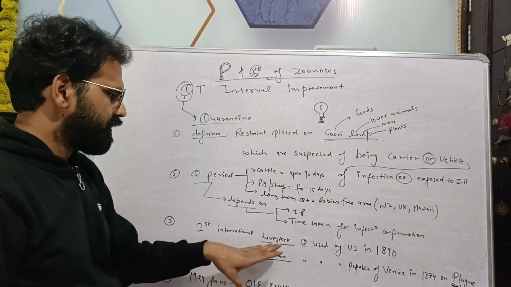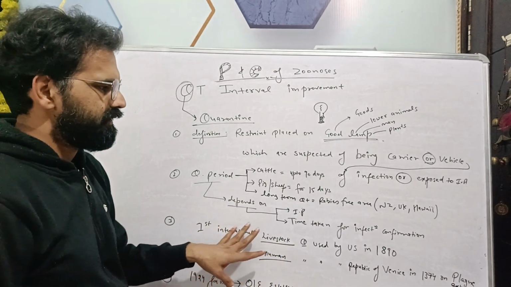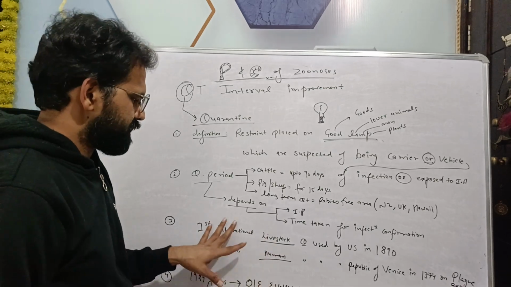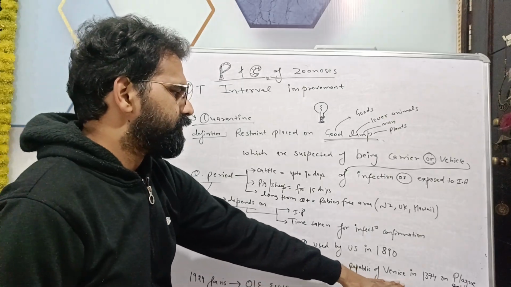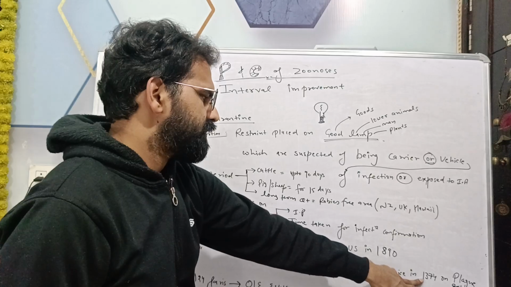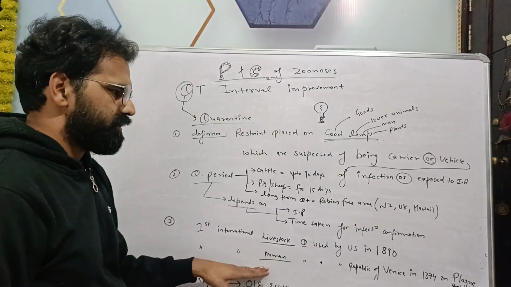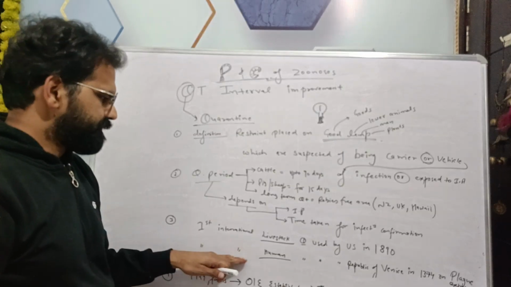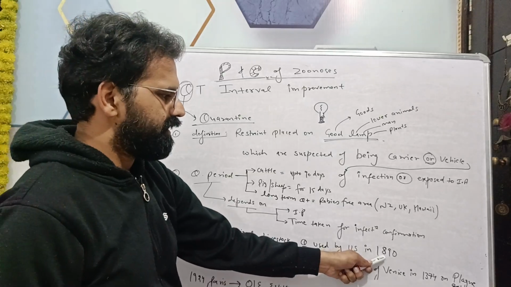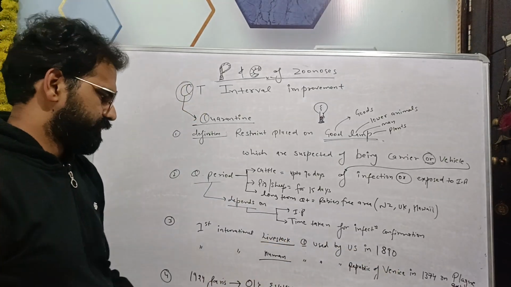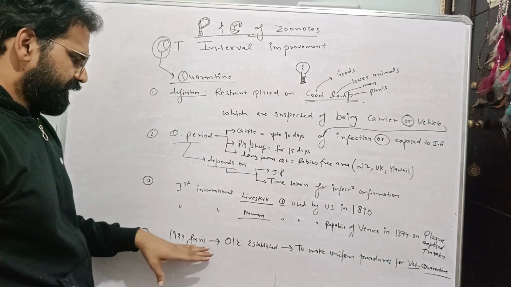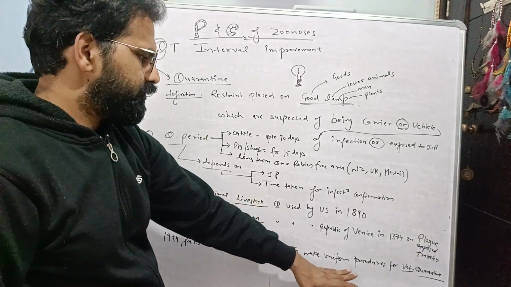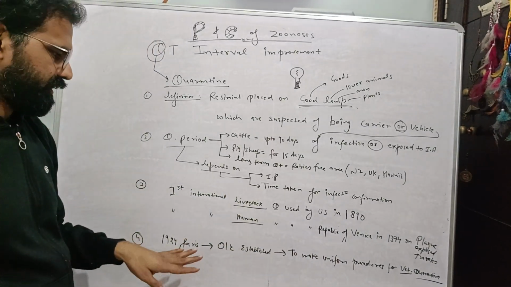The first international livestock quarantine was used by the USA in 1890, and for human beings it was used by the Republic of Venice, Italy in 1374, imposed on plague exposed travelers. So these two are from livestock and human, first in 1890 and the other in 1374. Because of quarantine, in 1924 the OIE organization was established to make uniform procedures for veterinary quarantine.